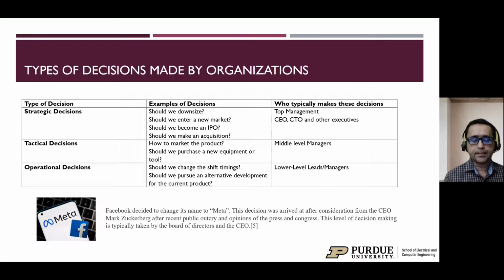Let's look at a very recent example of a strategic decision that was made. Facebook recently decided to change its name to Meta. The decision was arrived at after consideration, but mainly such big decisions, like changing the name of a company after a decade of existence, happen at the CEO level. This was a very recent change where a decision was made because of public outcry. They thought that they could change the way the company is being looked at by changing the name of the company, and also they tried to align it to new product areas like the metaverse that they were trying to enter.